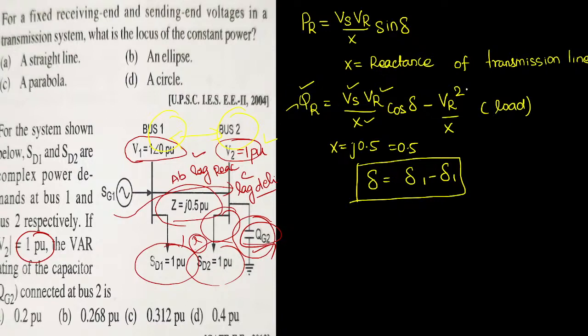Then the receiving end voltage VR is 1. The reactance, as usual, is given with magnitude 0.5. We can substitute those. So the one and only unknown is delta. We have to calculate the net value of this delta. So where do we calculate this, sir? Let us see. To calculate the net value, go back to the real power.